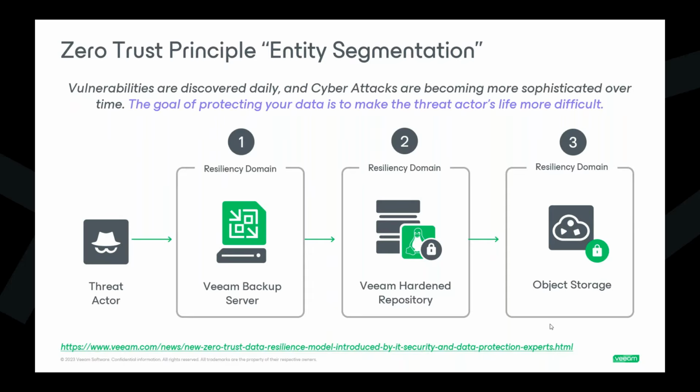So we always try to create that resilient domain. VBR in one domain, your data repository in another, and your offsite backup in another, on a different media altogether, like the 3-2-1 rule says you need to apply. This is nothing but the zero trust principle, entity segmentation. You should always segregate the Veeam components onto different servers and create a multi-tier architecture, so you don't have a total overload on one server. If anything goes wrong with that server, everything gets hampered. It should not be a situation like that, right?